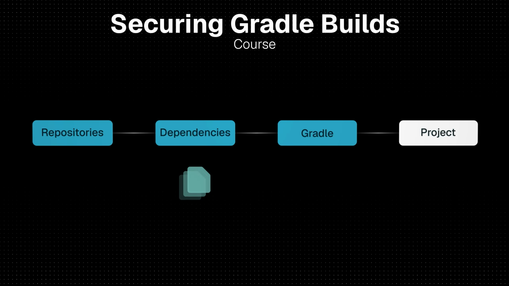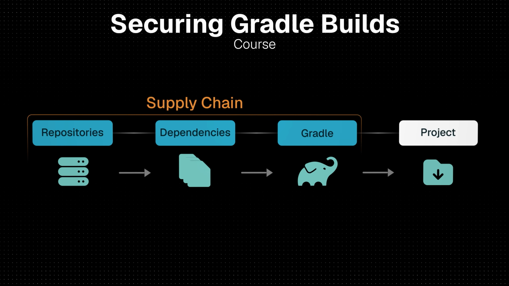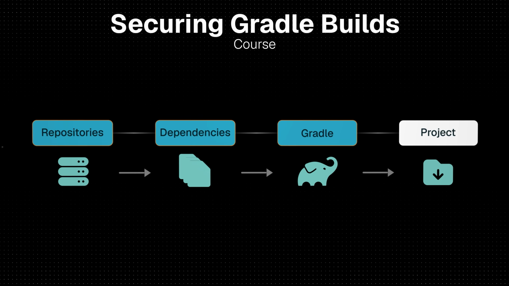During a build, dependencies are fetched from repositories and are used by the Gradle build tool to produce your library or application. This is known as the supply chain for your project. Each of these parts of the supply chain can be a vector of attack which can lead to malicious code being executed or being bundled with your product.